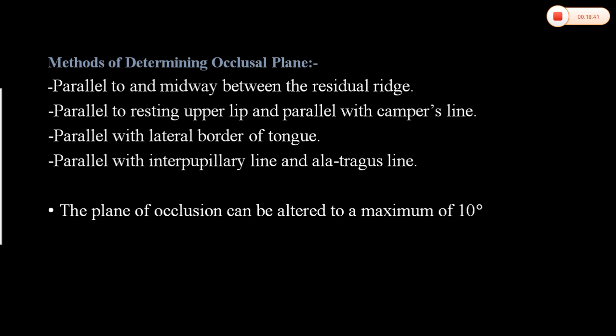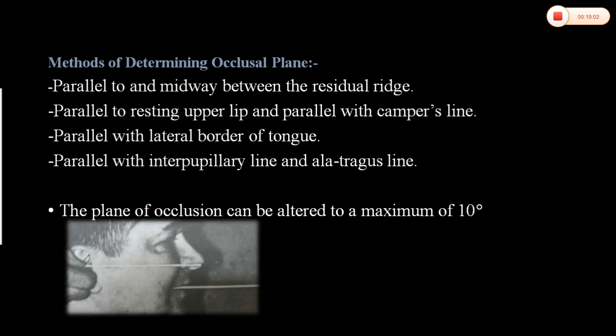And also the plane should be parallel with the interpupillary line anteriorly and the ala-tragus line posteriorly. Already we discussed the plane of occlusion. So when we want to change slightly the plane of occlusion, it can be altered up to 10 degrees only, not beyond that. Beyond that, it will affect the balance or stability of the dentures.